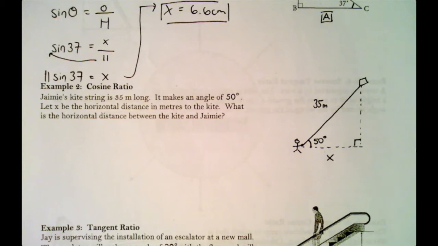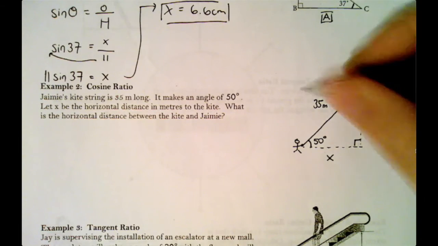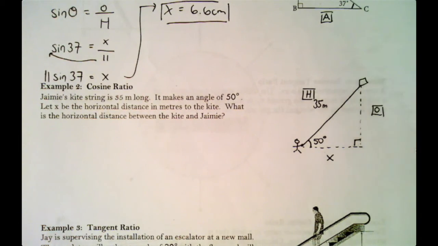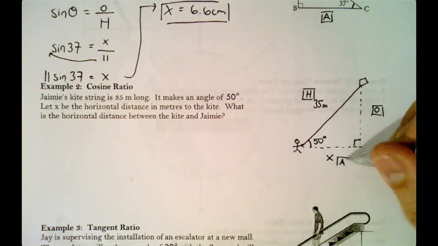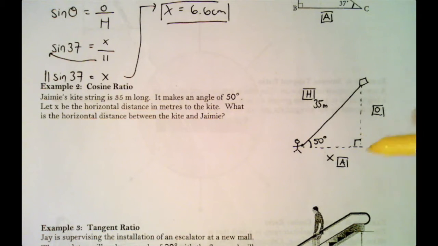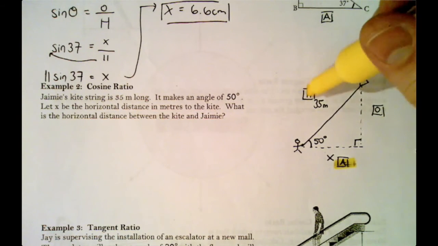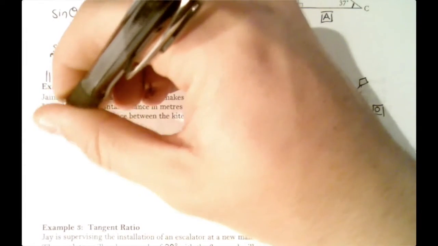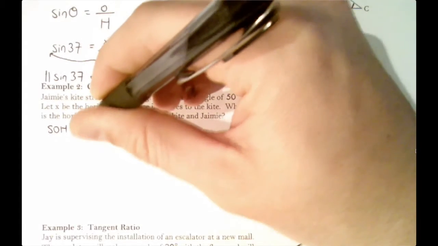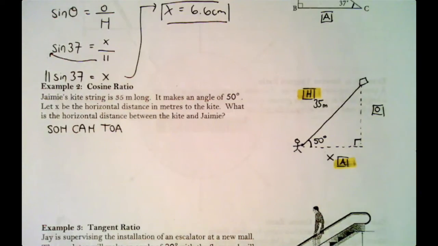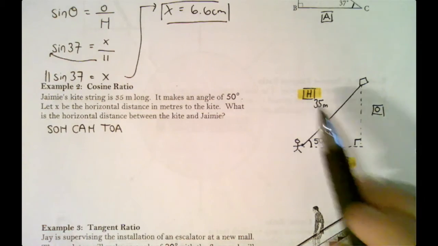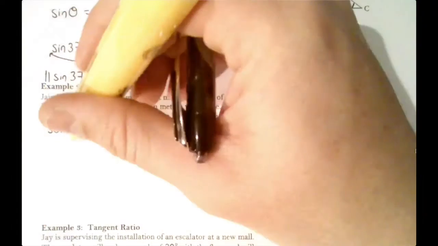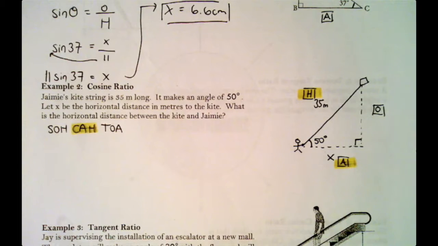So let's label our triangle. Across from the angle we know, 50, would be opposite. Across from the 90 would be our hypotenuse. And the side remaining, the one touching the angle and the 90, would be our adjacent. The side we want to know is our adjacent side, and the side we know is our hypotenuse. And SOHCAHTOA would tell us what ratio we're going to use. We know we want A, we have H, A and H is in CAH, so we're going to use cosine.